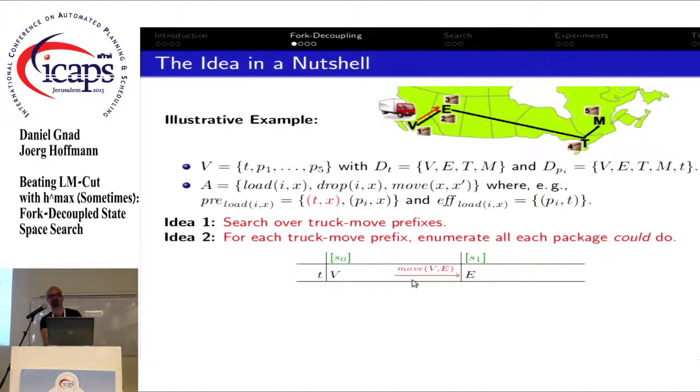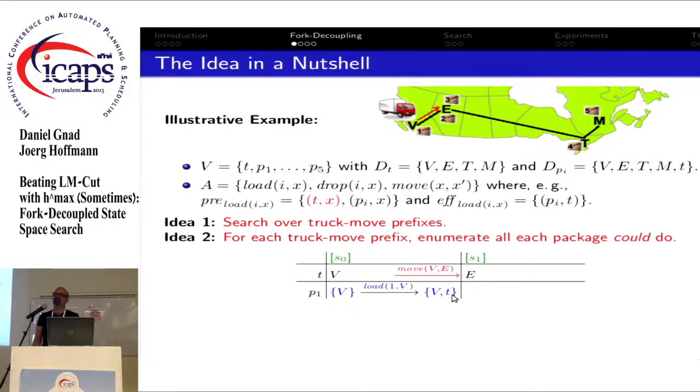Down here, what I'm saying is, initially I'm in Vancouver, and then I'm moving to Edmonton. What I'll be doing alongside this is, for each package separately, keep track of what the package can do given this truck move prefix. So in the first step, package number 1, which is in Vancouver, can be loaded, or it can load itself. You can also think of it as an agent if you want. So the package can be loaded into the truck, and therefore we get this new value of the variable. So this here is a set of values of the variable that we can reach.